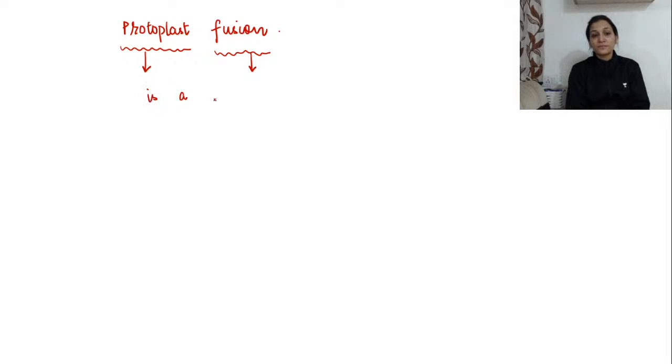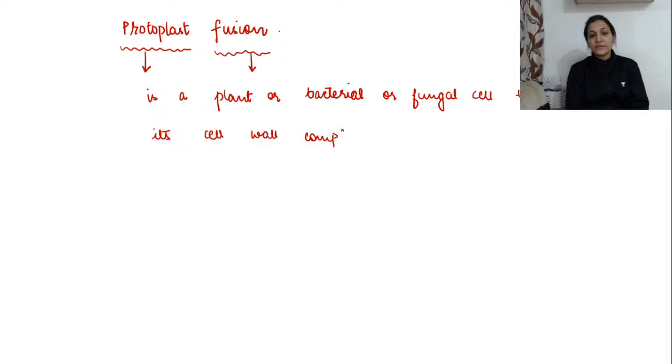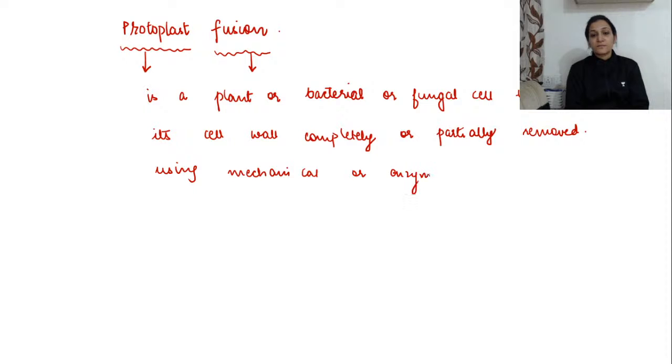A protoplast is a plant or bacterial or fungal cell that has its cell wall completely or partially removed using mechanical or enzymatic means. This is a protoplast.